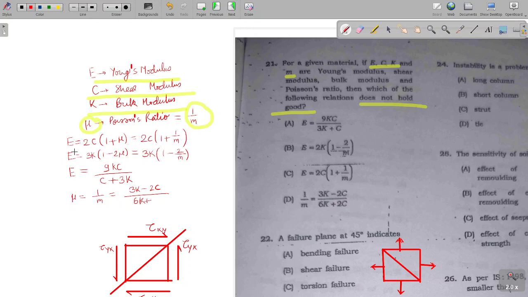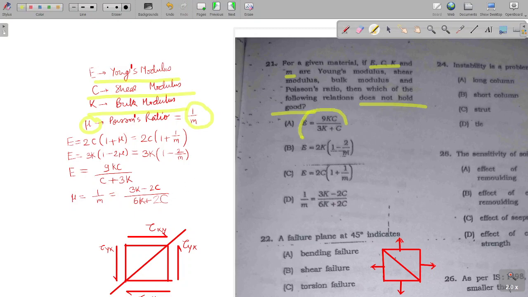Then E is equal to 3K into 1 minus 2 mu, or is equal to 3K into 1 minus 2 by m. And the third relationship is E is equal to 9KC upon C plus 3K. And the fourth relationship is mu is equal to 1 by m is equal to 3K minus 2C upon 6K plus 2C. Okay, so let's see which option is wrong.